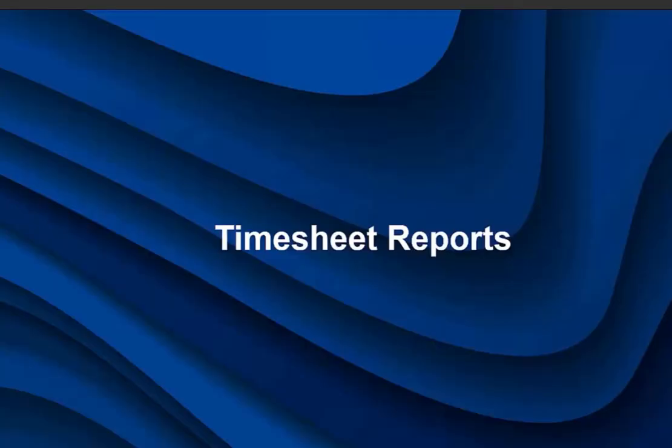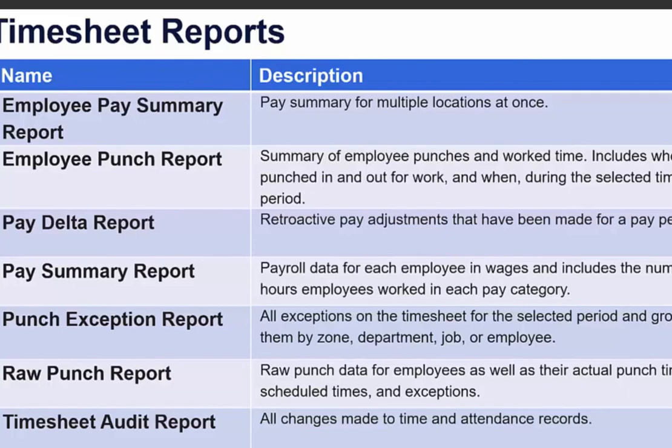Running timesheet reports is another way to efficiently identify problems on the timesheet. Here are some commonly used timesheet reports. Employee pay summary report displays a pay summary for multiple locations at once. Employee punch report displays a summary of employees' punches and work time. Includes also who punched in and out for work and when during the selected time period. Pay Delta report summarizes any retroactive pay adjustments that have been made for a pay period.